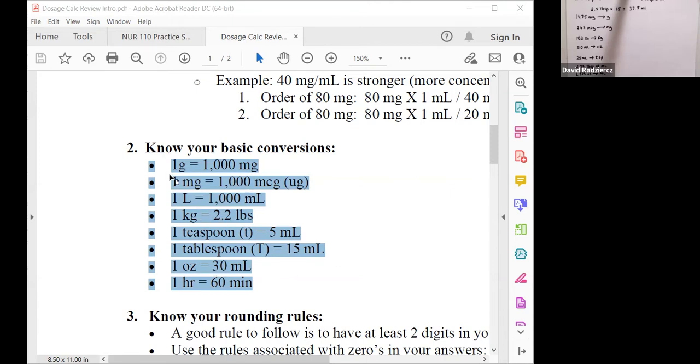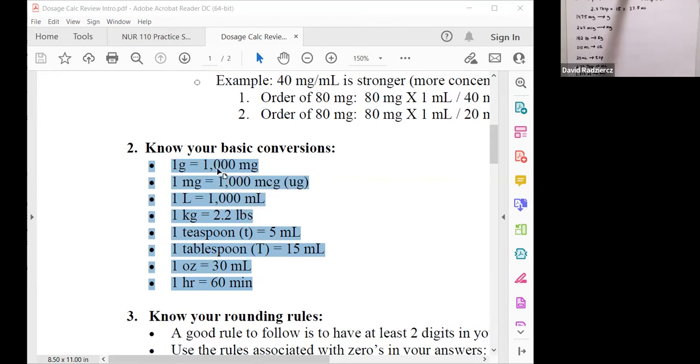So you need to know what I have highlighted here. These are things you need to know. They're not going to be given to you. You need to know what these conversions are, and you need to be able to apply them when doing the math. So when we're doing these calculations, you're going to see me reference these. This is where I'm getting the information from, and now you know.